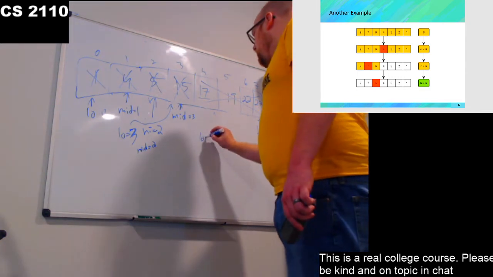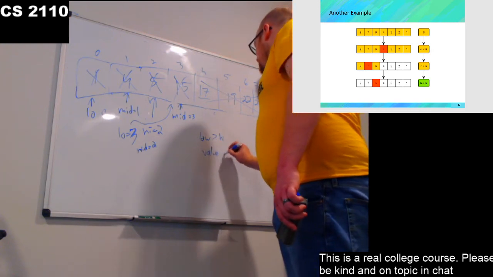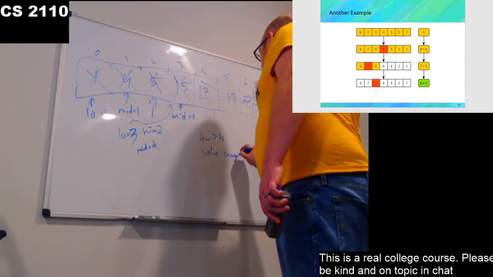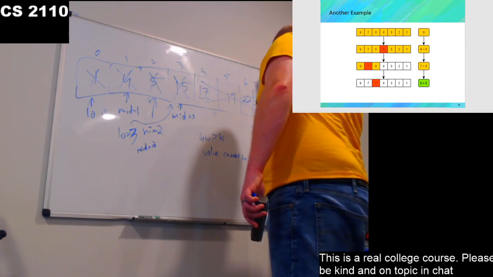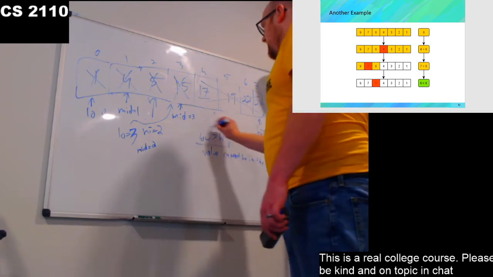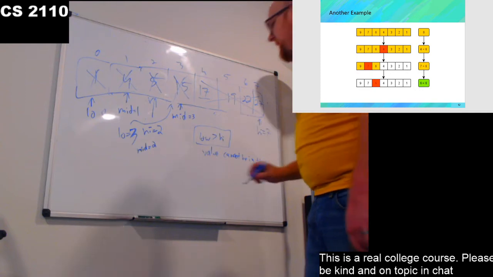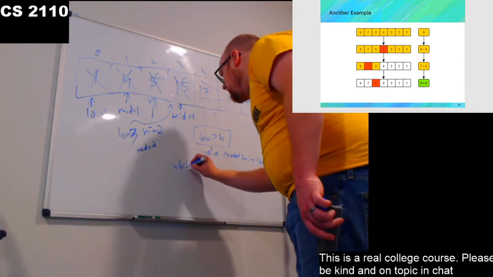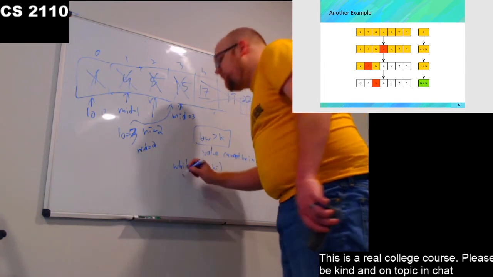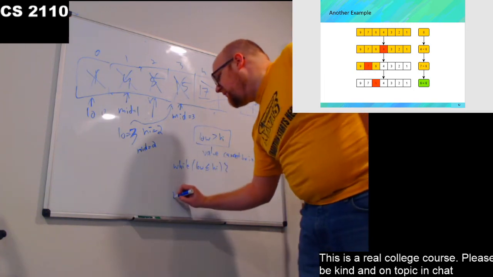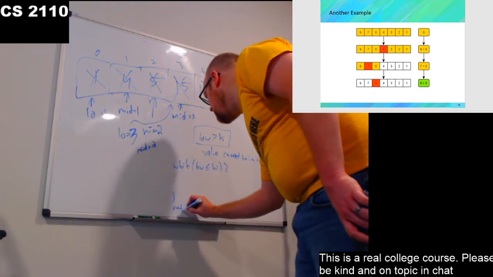Because low is now greater than high, and that doesn't make sense. So if low at any point is greater than high, then the value cannot be in the array. So this is my loop exit condition. I exit if low is greater than high. So by that, I design my loop as while low is less than or equal to high. That way, if I exit this loop, having never found the value, I can just return -1.